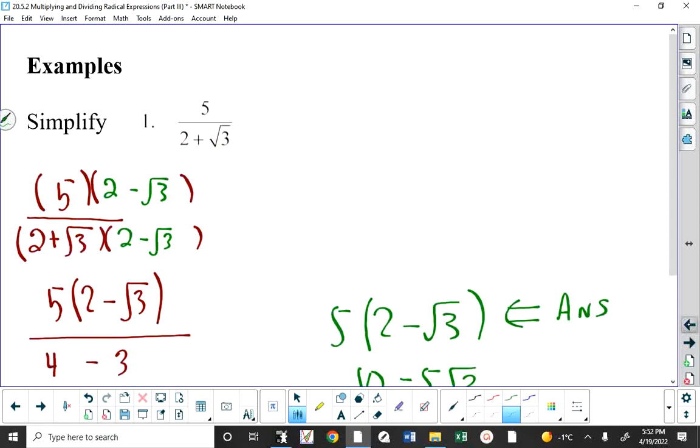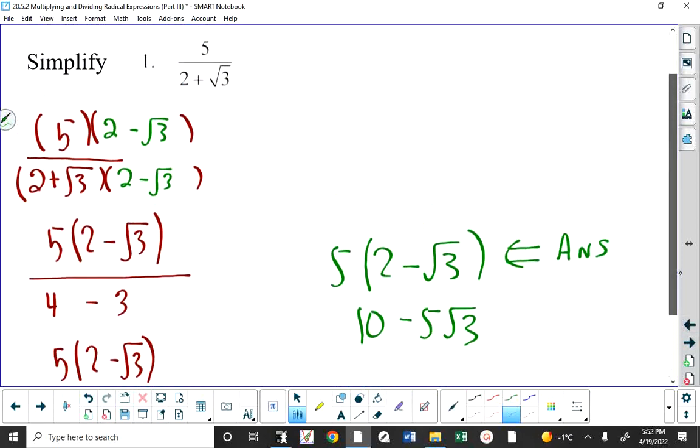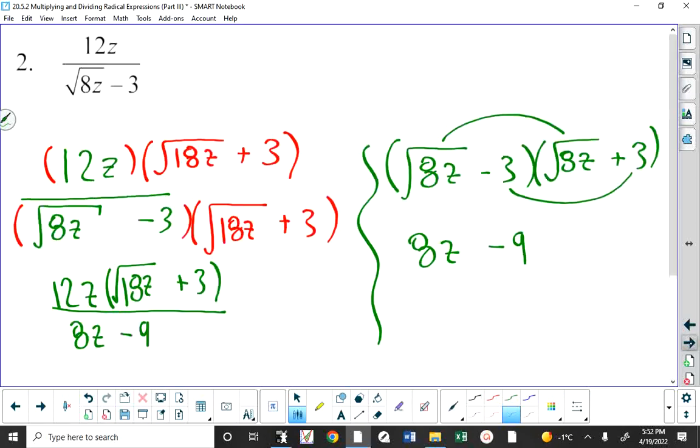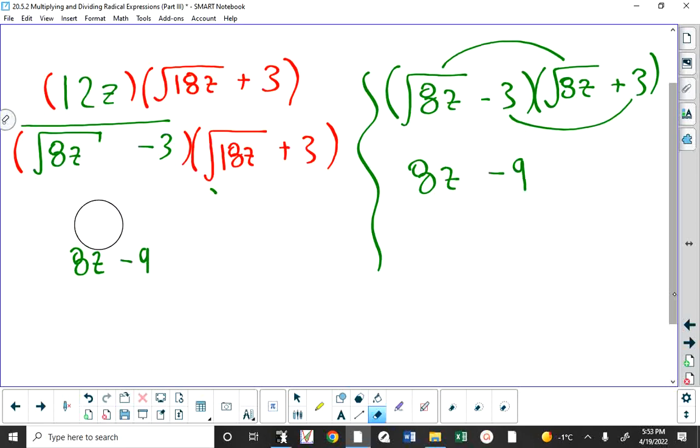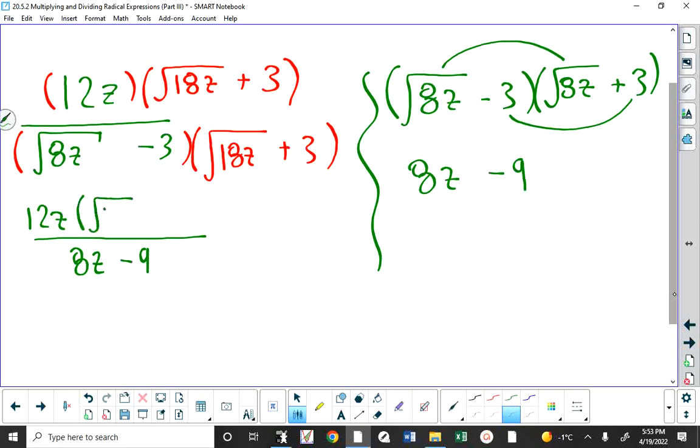I want to go back to the previous question because the conjugates in the previous question had root 3 times root 3, which gives you 3. In this question, we have 3 times 3, not root 3 times root 3. So you get 9. Just want to rewrite what I have on the left-hand side. It looks a little cluttered. We have 12z times the square root of 8z plus 3.